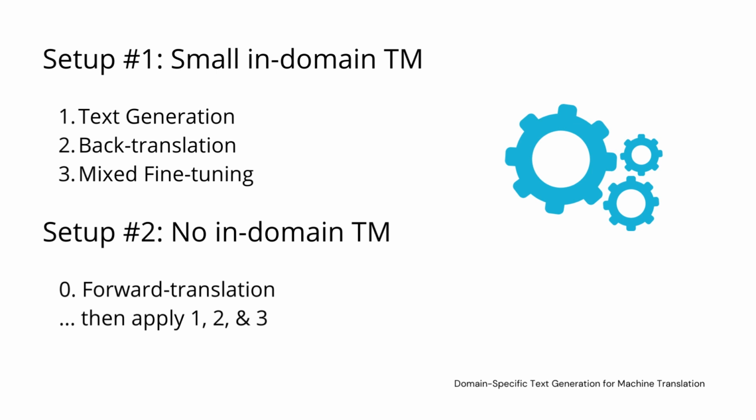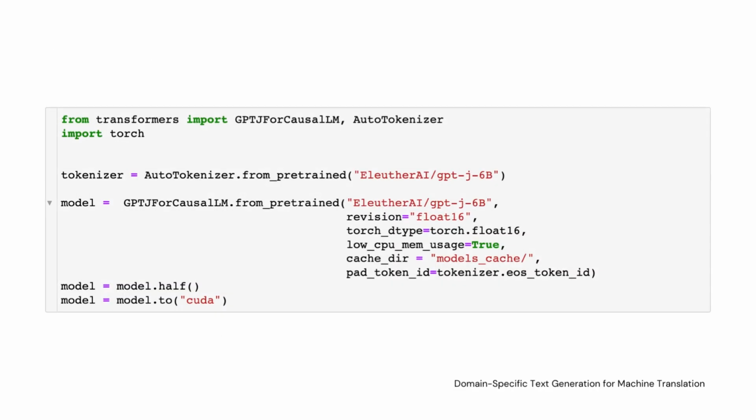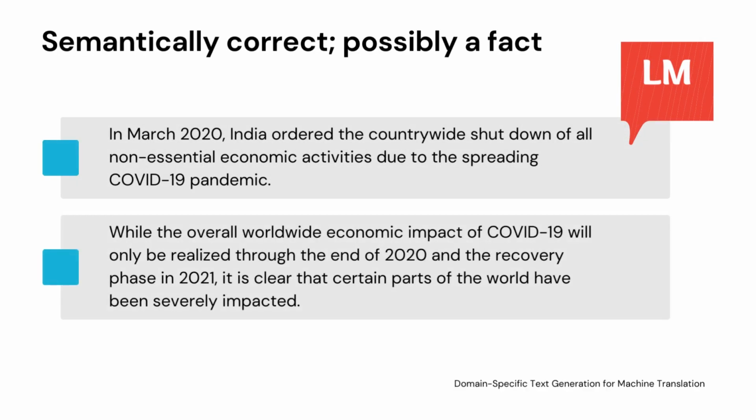Finally, fine-tune the baseline machine translation model on a mix of synthetic in-domain data and generic data. This code snippet shows how to load the GPT-J language model. Afterwards, you can use each target segment in the in-domain translation memory to generate synthetic in-domain text. The quality of the language model is important.